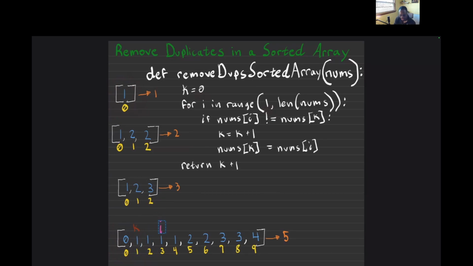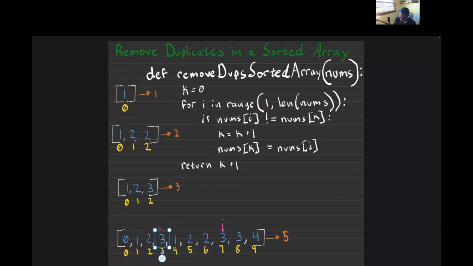They're equal to each other, we can't do anything here. Here, they're not equal to each other. So k comes here, and we set its value equal to nums[i]. Back inside our for loop, these values are equal to each other, so no work needs to be done. We get here, and the values are not equal to each other. So we say k is equal to k plus 1, and then nums[k] is equal to nums[i].